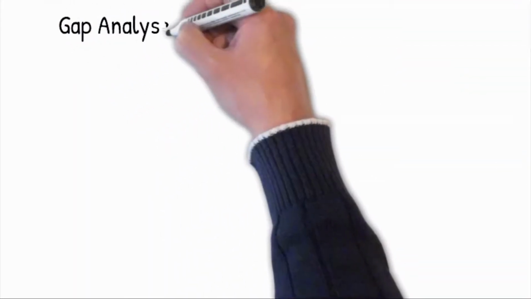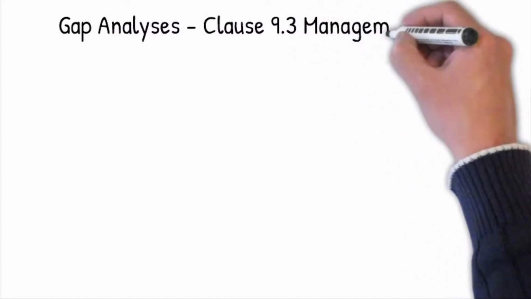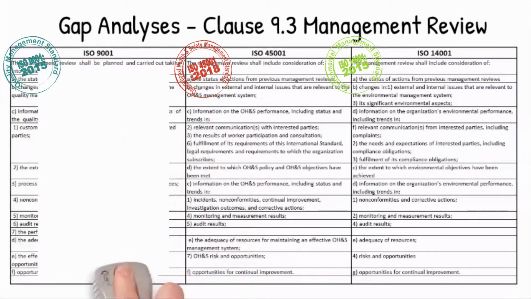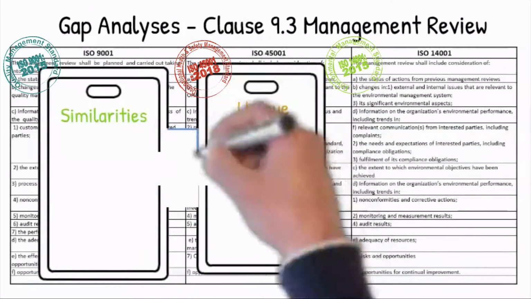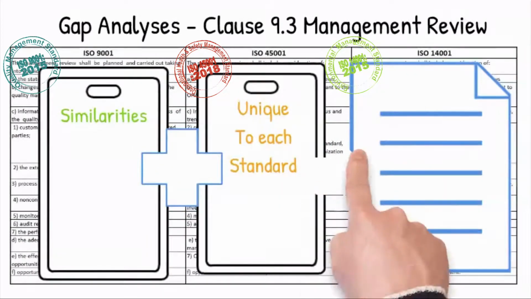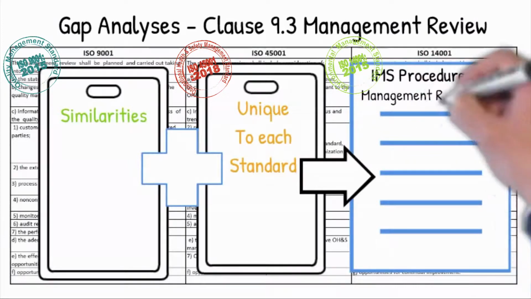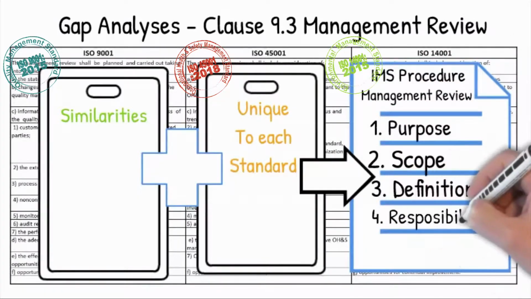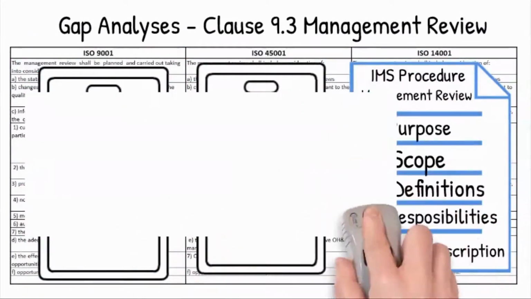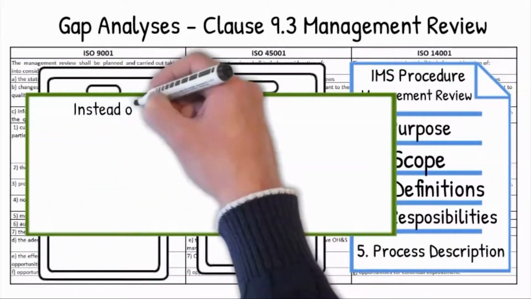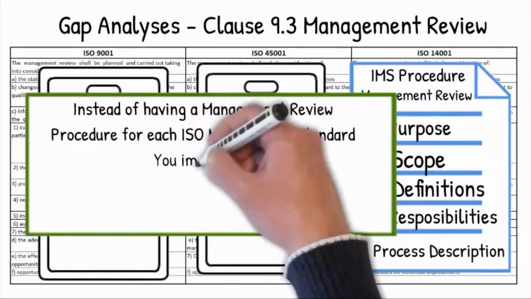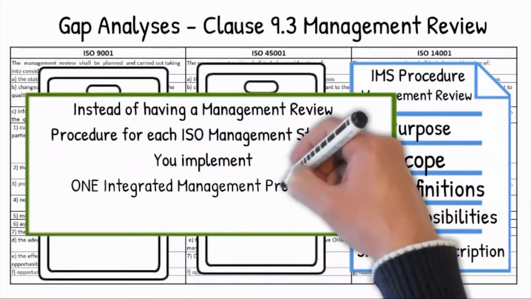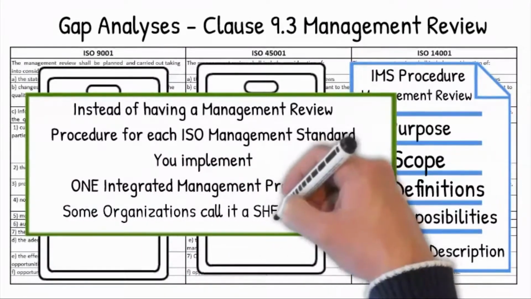The first step is to make a gap analysis for the management review clauses of the quality, safety and environment standards, to compare the similarities and the unique requirements between the different management standards, to develop a framework for defining and documenting an integrated management review procedure that addresses all the requirements from the different management standards. Instead of having a management review procedure for each ISO management standard, you implement one integrated management procedure. Some organizations call it a check management system.